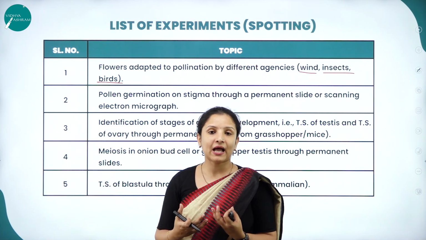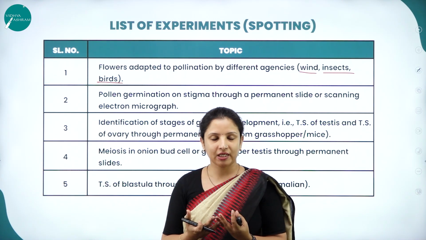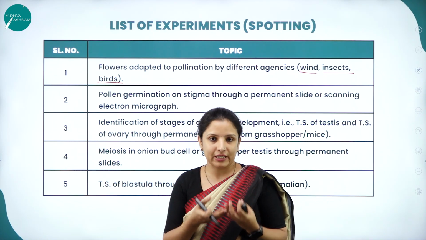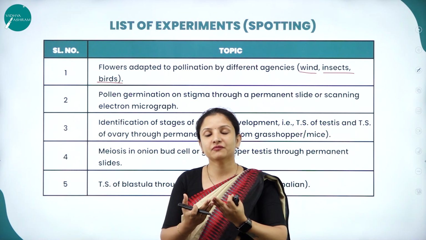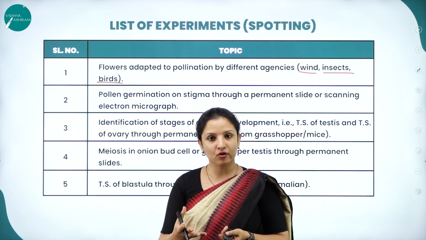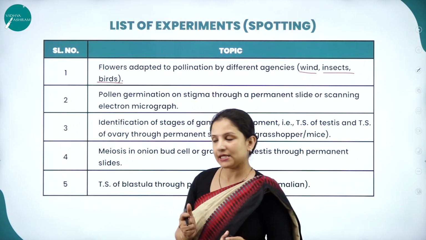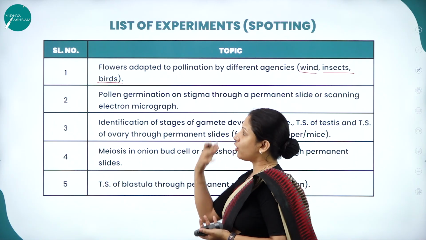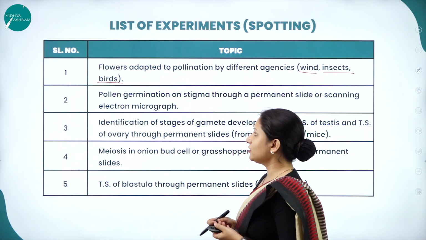Or the flowers will have very bright colors, it will have good scent, it will have good nectar, and the petals will be very broad so that the insect can sit on it. All these are the nature of the flower to be pollinated by an insect. So that is how you need to identify, or by birds. So that is how you need to identify.